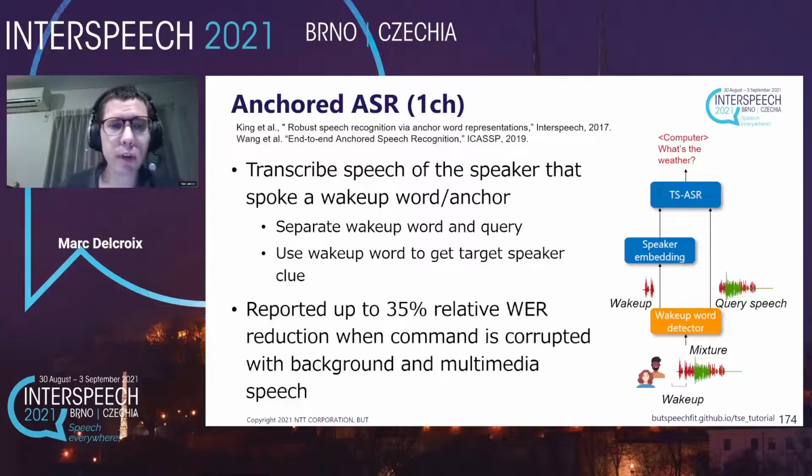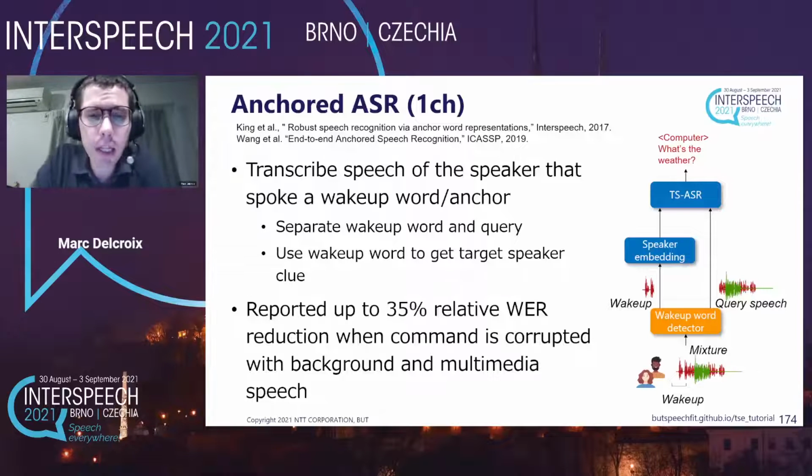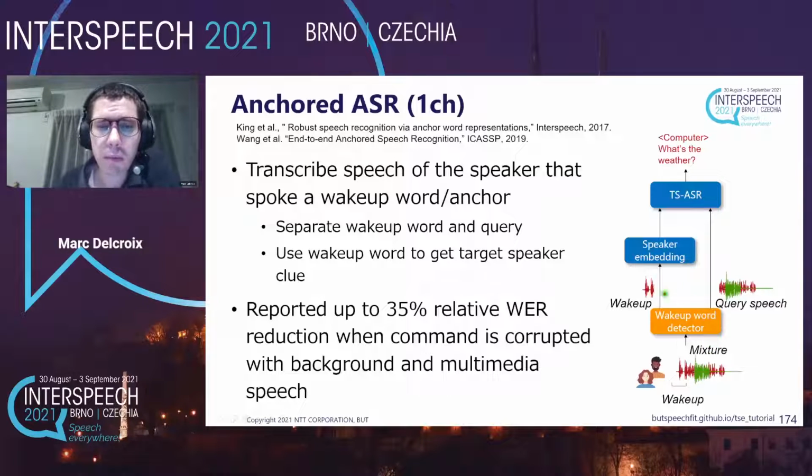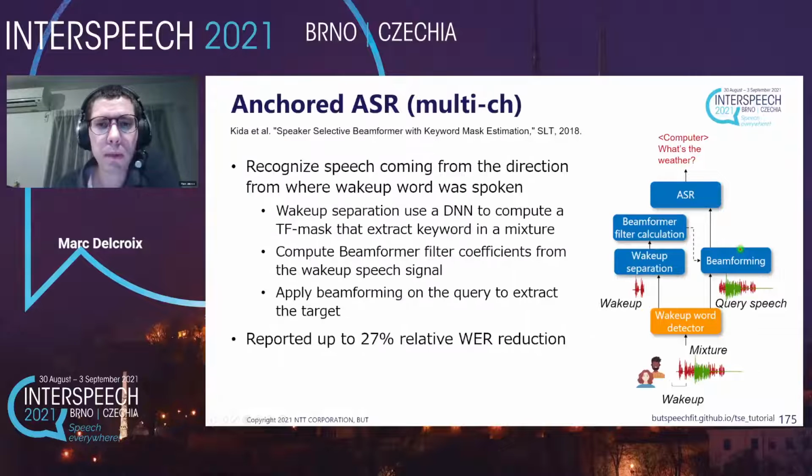Anchored ASR is very similar to what I've just explained, except that it uses a wake-up word detector to split the input mixture into a wake-up component and the query speech, and it computes the speaker embedding from this wake-up word. Then it can use a target speaker ASR or some similar approach to perform the recognition. There is also a similar approach for multi-channel, where instead of computing a speaker embedding from the wake-up word, it computes beamformer filters and uses them to perform beamforming before ASR.